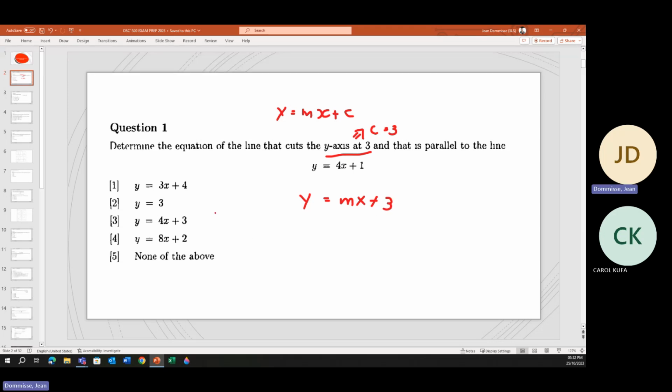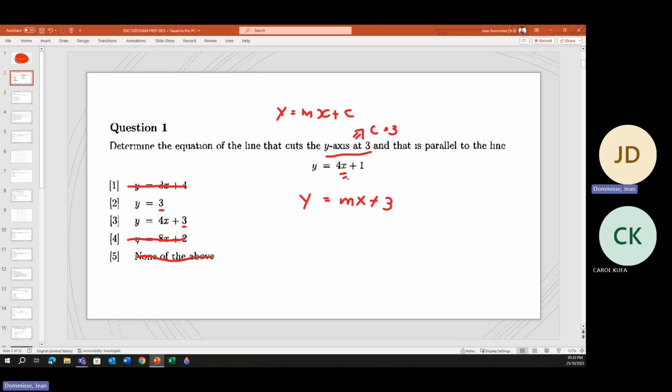So then I would have already started looking at some of these options. I would have said, okay, plus 3, it's plus 4, so not that. Plus 3 might be that one. Y is equal to 3 might be that one if x is 0. Not that one, and you will not get none of the above in your exams. But let's look at what else they tell us. They tell us that this equation that we need to get is parallel to the line y is equal to 4x plus 1.